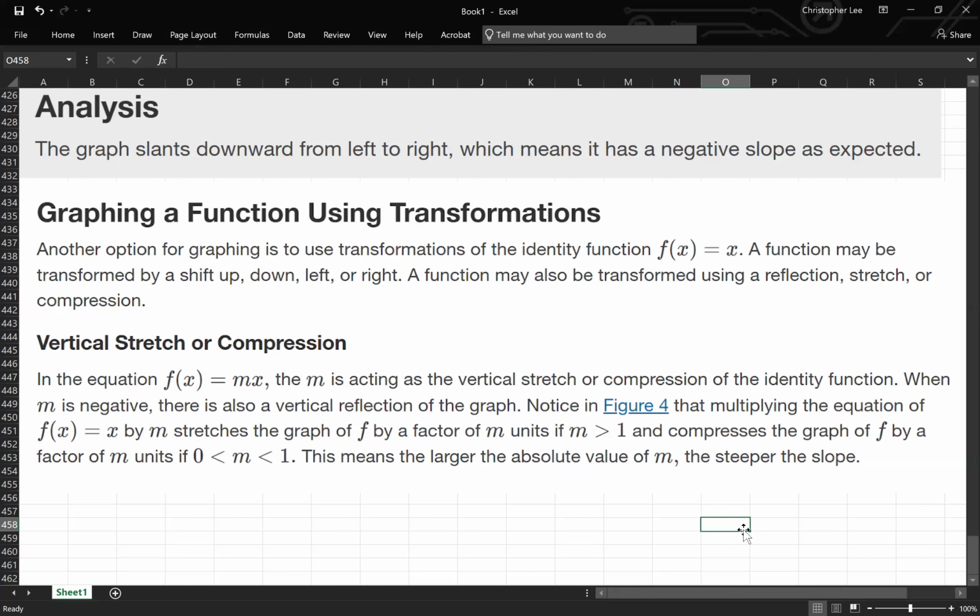When m is negative, there is also a vertical reflection on the graph. Notice in the graph coming up that multiplying the equation f of x equals x by m stretches the graph of f by a factor of m units if m is greater than 1, and compresses the graph of f by a factor of m units if m is between 0 and 1, a fraction, right, or a decimal. This means that the larger the absolute value of m, the steeper the slope, essentially.